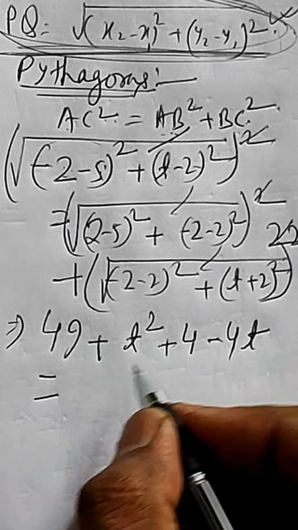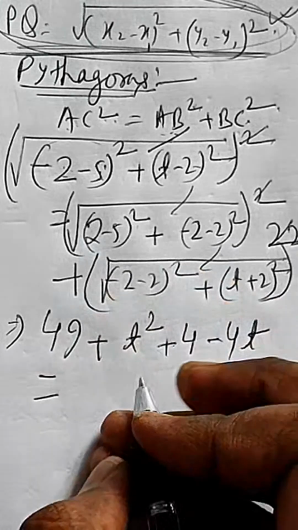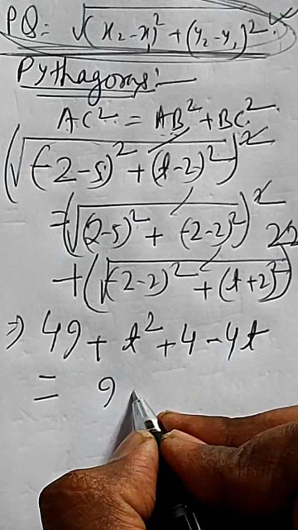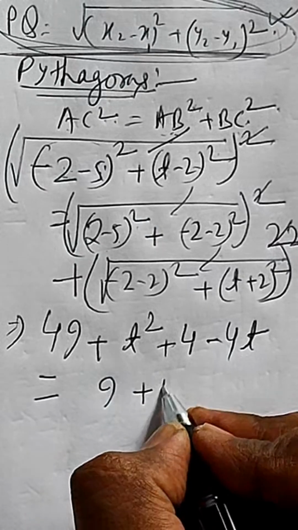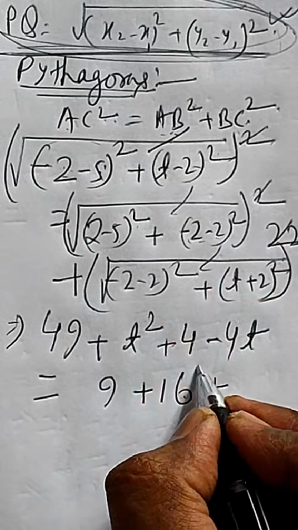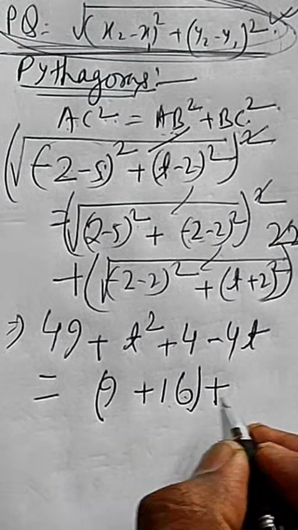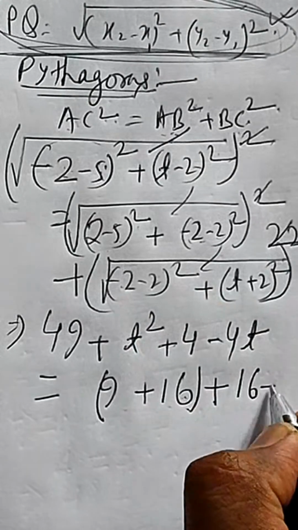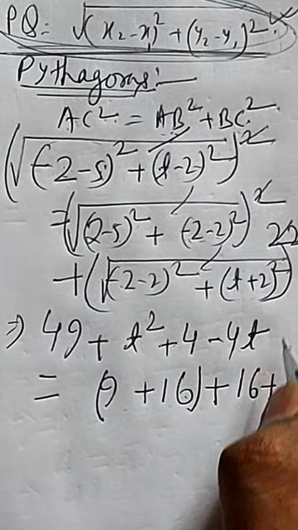And on the RHS we have 2 minus 5 is minus 3, so 3 square will be 9. So 9 plus 4 square, that is 16. This one is 16 plus, this is the length of AB square, and this one is 4 square is 16, right? 16 plus, you can expand (T plus 2) whole square.